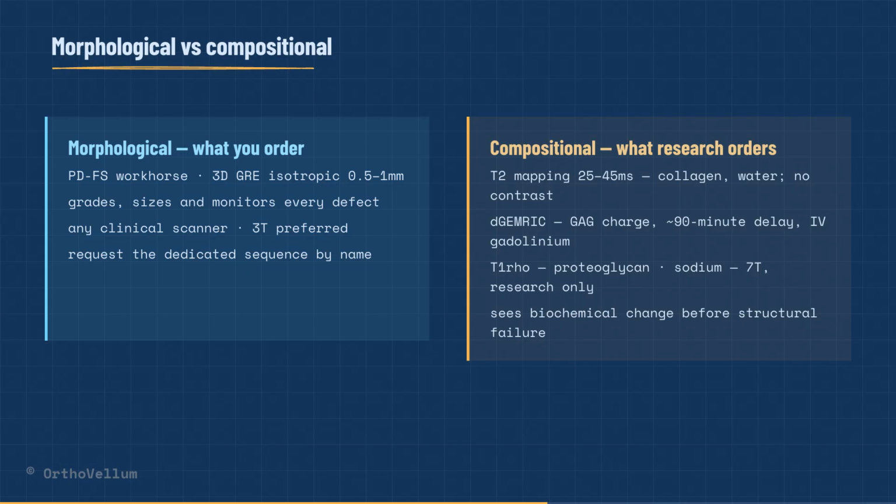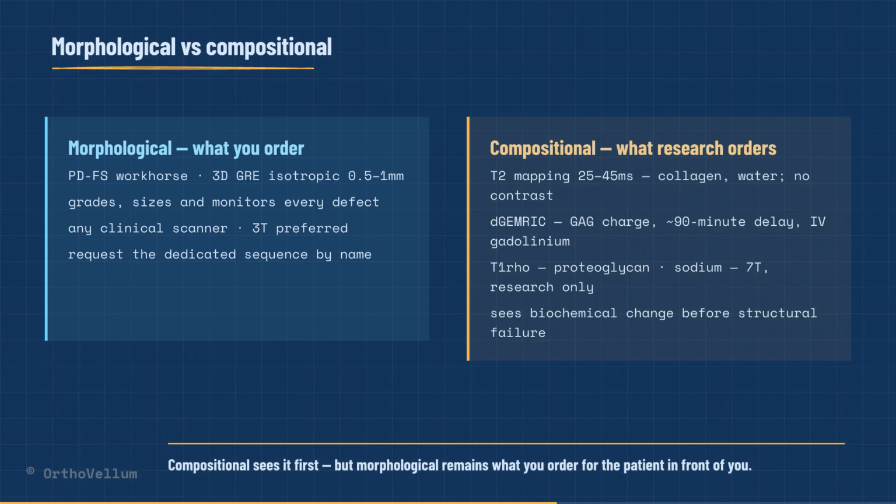No contrast, no agreed abnormal threshold, and the magic angle pushes it around. dGEMRIC measures glycosaminoglycan charge after intravenous gadolinium and a 90-minute delay, validated, logistically heavy. T1rho tracks proteoglycan, sodium needs 7 Tesla. Detects biochemical change before structural failure, yet morphological remains what you order.